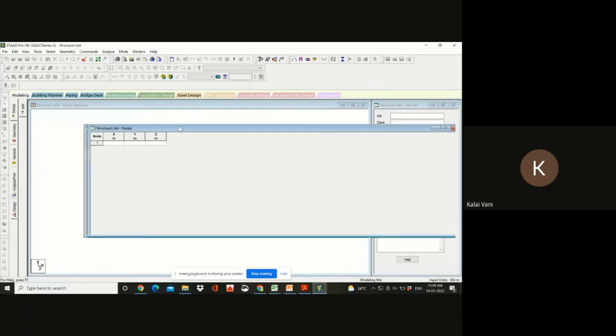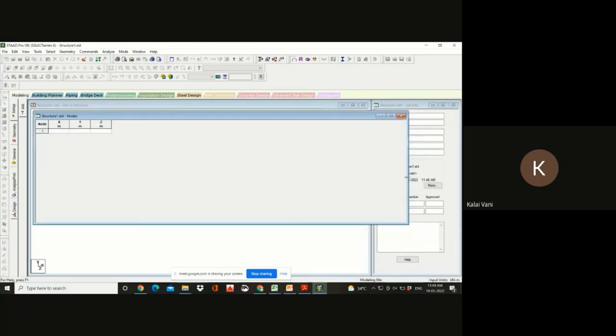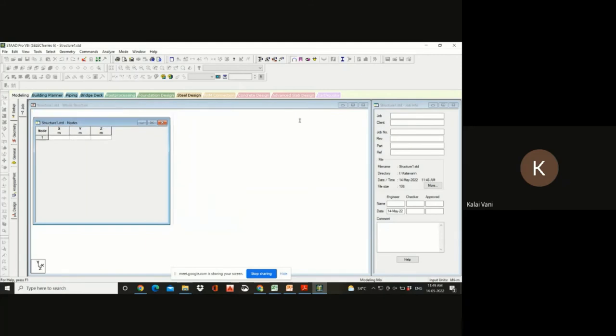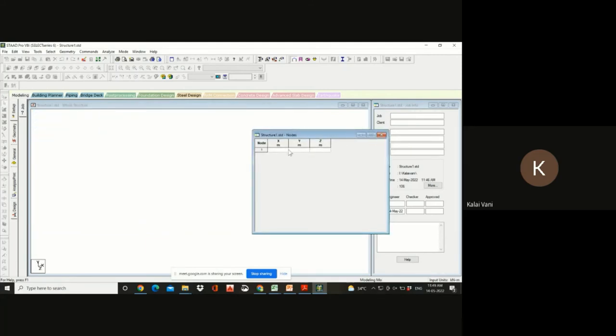Here one page will be opening. Here the first node you can give as 0, 0, 0 for x, y, z. Keep in mind, just geometry and commands are enough for you. Geometry, nodes. Inside this nodes you can create as many nodes as you want. The span of the truss is just 10 meters, along the width it is 10 meters, so I'm creating 10.